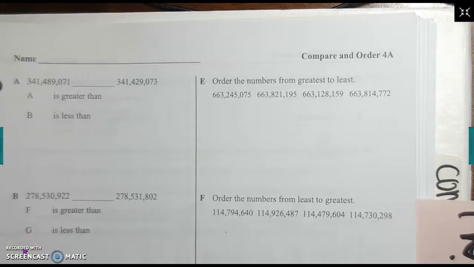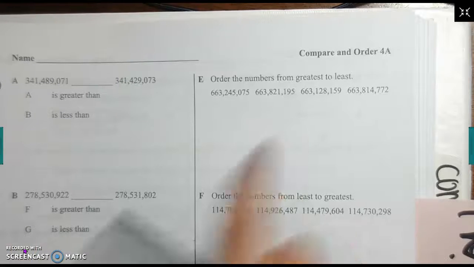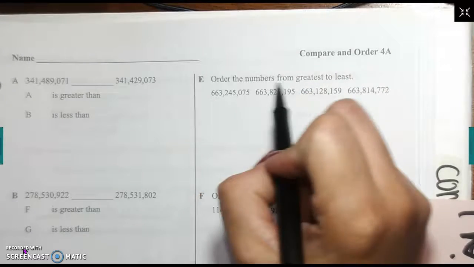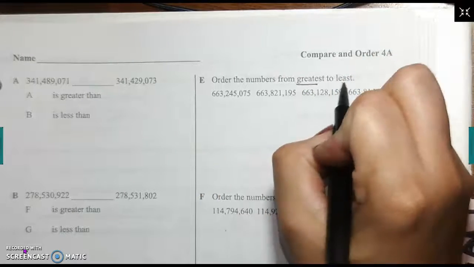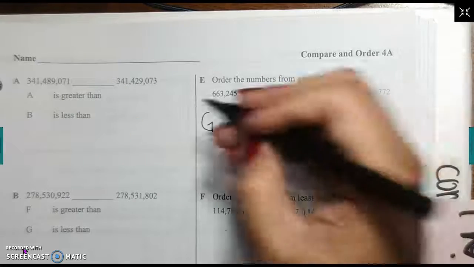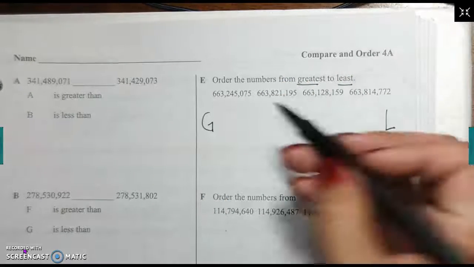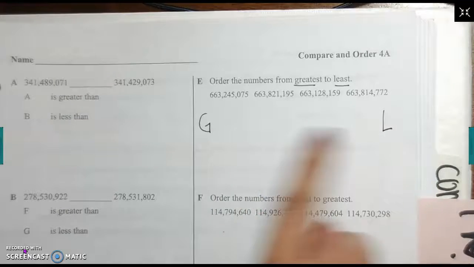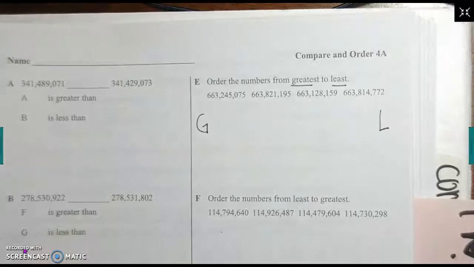Okay, so I'm going to go over compare and order numbers, and I will work on this problem here. It says to order the numbers from greatest to least. So the first strategy is to put greatest, and then a G for greatest, and then an L for least. Okay, like this. And then you have to identify how many numbers there are.